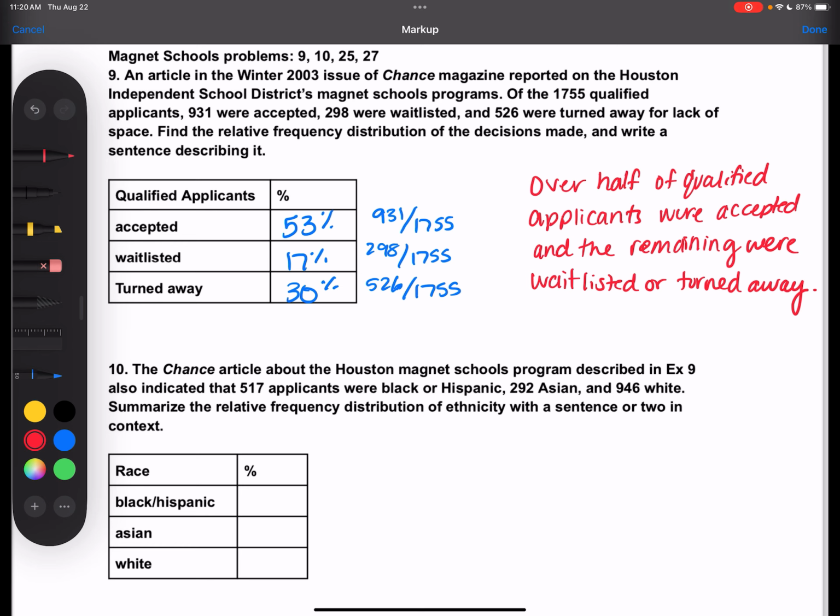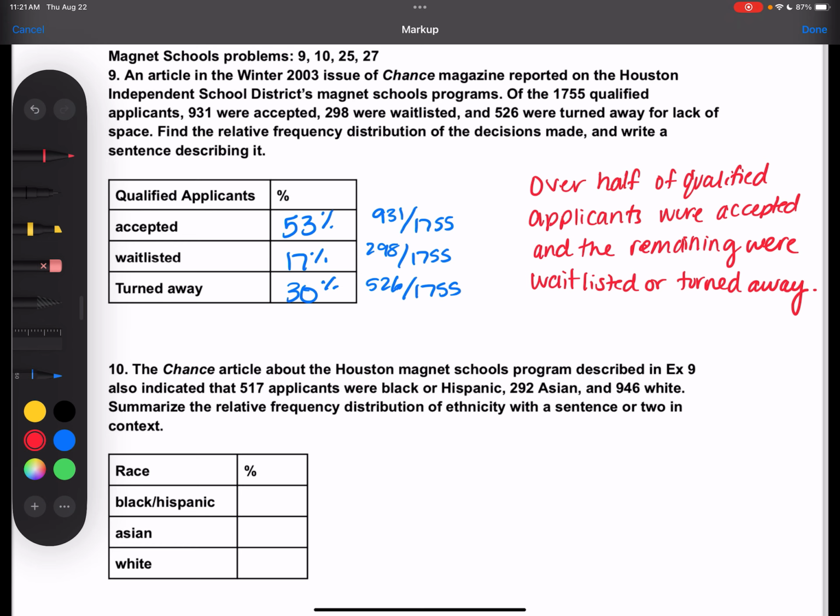So 10 is a continuation of that previous problem. That's what you're going to find a lot in the book: problems that are back to back that go together. Oh yeah, see, magnet schools problems 9, 10, 25, and 27. So that's why we're doing them all back to back. So, a continuation of that: 517 of those applicants were either Black or Hispanic, 292 were Asian, and 946 were white. Summarize the relative frequency distribution of ethnicity with a sentence or two in context.